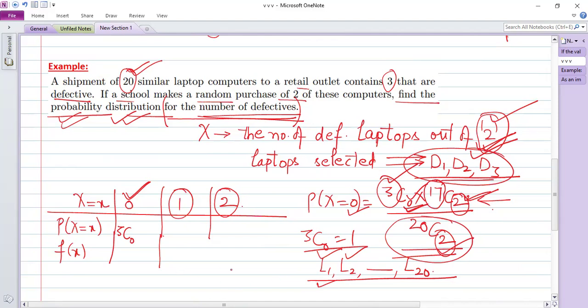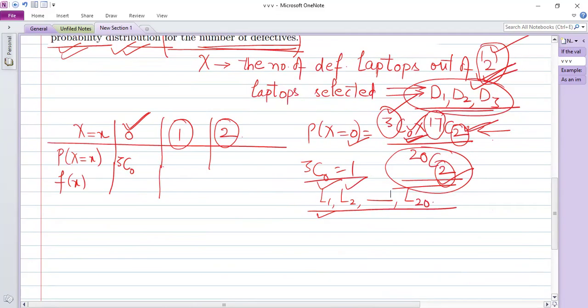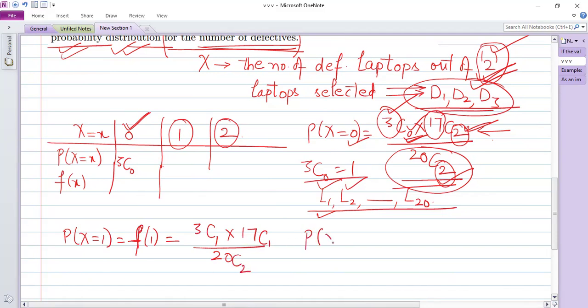Similarly, what will be the value of probability X equal to 1? The probability that X takes the value 1, which is f(1), will be 3C1 into 17C1 divided by 20C2. And the probability that X is 2 will be 3C2 into 17C0 divided by 20C2. Okay. So further, yes.